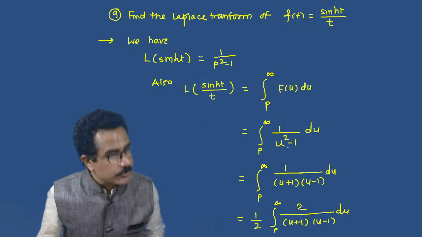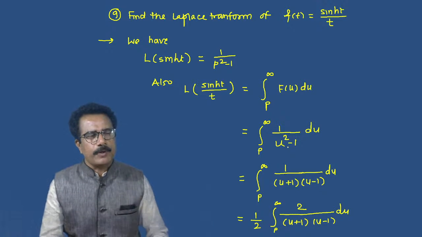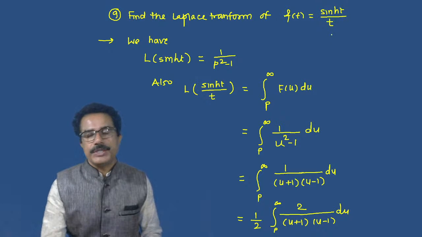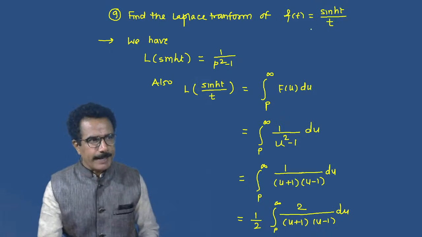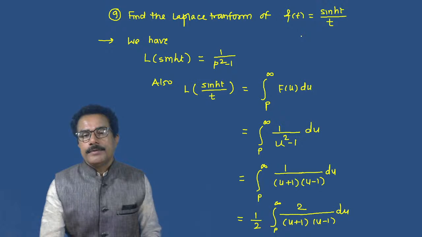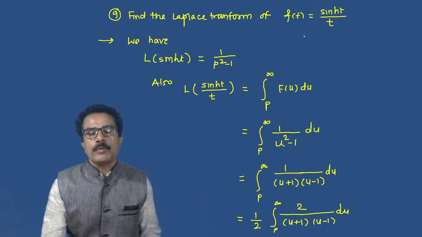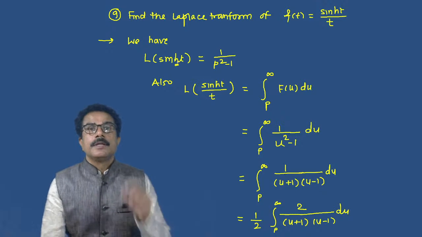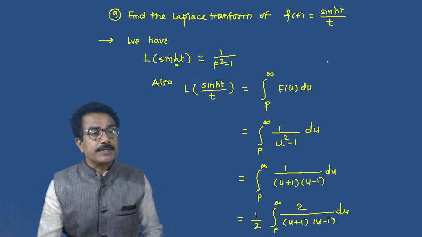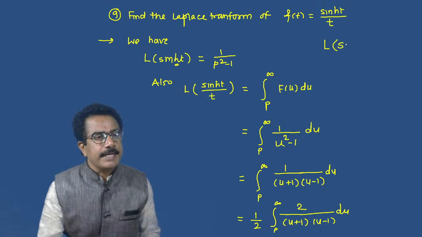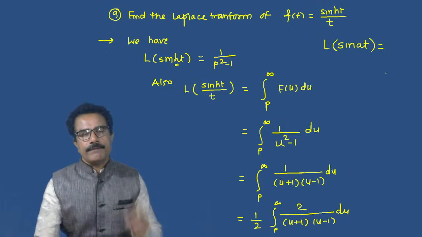Okay. Now we shall move towards the second problem. What is that second problem, students? Find the Laplace transformation of f of t is equal to sin ht divided by t. Now you tell me, what is the Laplace transformation of the hyperbolic sine function? Here h is known as hyperbolic. Actually there is another formula which confuses with this formula, sine of at. Who can tell me what is the formula for Laplace transformation of sine at?